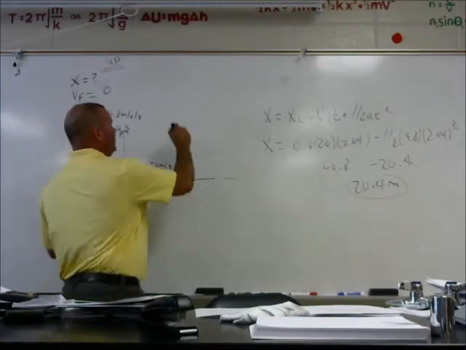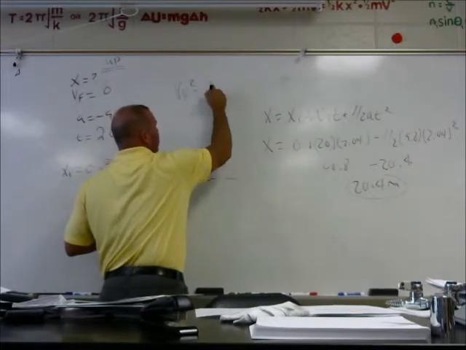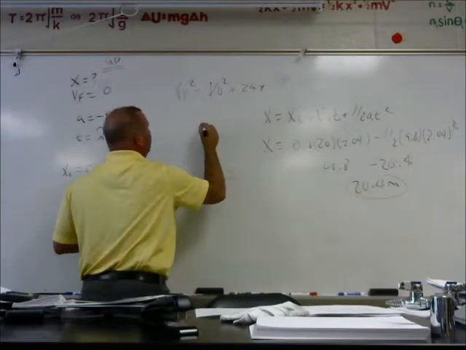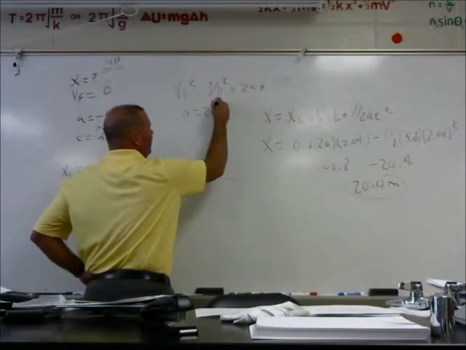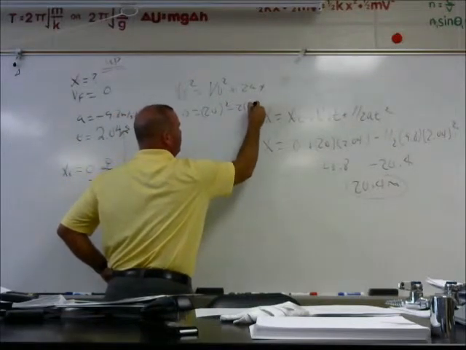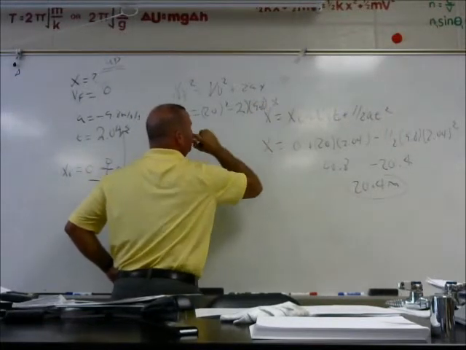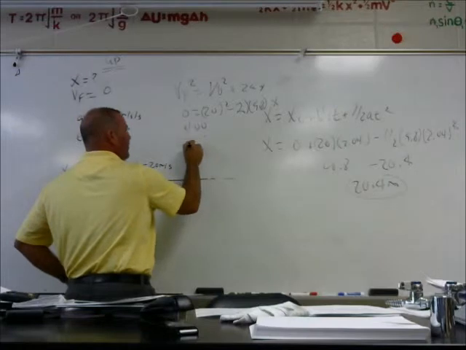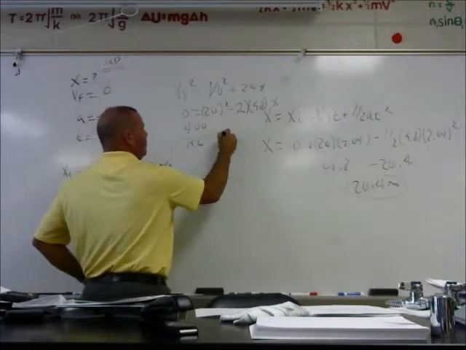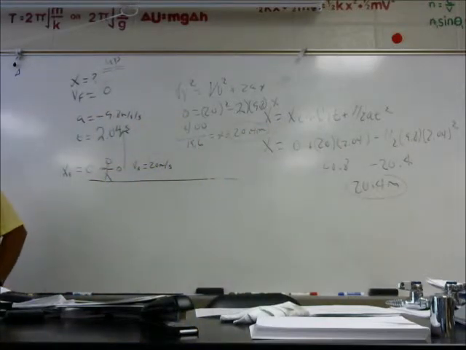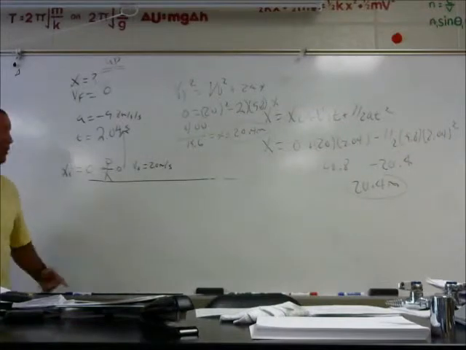Or I could use vf squared equals v naught squared plus 2ax, or 2ay really if I want to be technical, but I get 0 equals 20 squared minus 2 times 9.8 times x, and I get 400 over 19.6 equals x, and that's 20.4 meters. Either way works, gives me the same result. Anybody else got a question there? So now when I look at the downward motion.